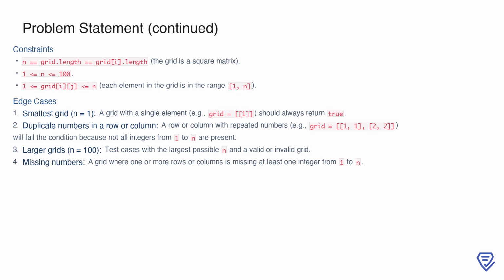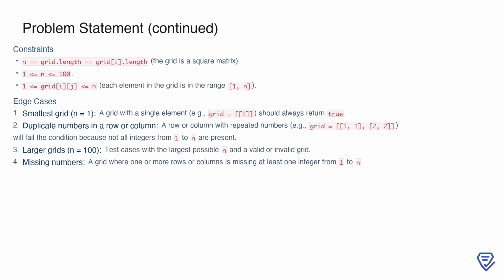Finally, let's go over the constraints and edge cases for this problem. First, the grid is always a square matrix, meaning the number of rows equals the number of columns. The size of the grid, n, can range from 1 to 100, and each element in the grid is guaranteed to be an integer between 1 and n.